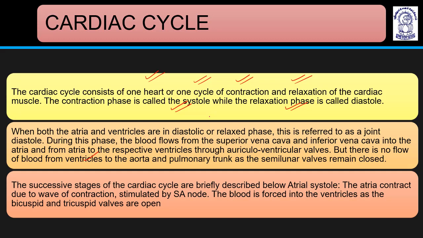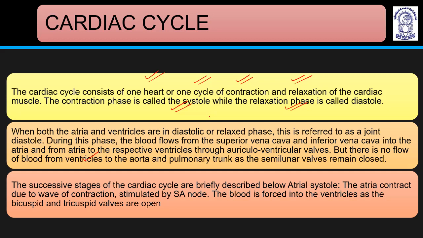So one of the phases is joint diastole, the relaxed phase of both atria and ventricles, in which the superior vena cava and inferior vena cava push blood into the atria, and the atria then push blood to the ventricles. There is no flow of blood from ventricles to aorta or pulmonary trunk, as the semilunar valves remain closed at the time of joint diastole.